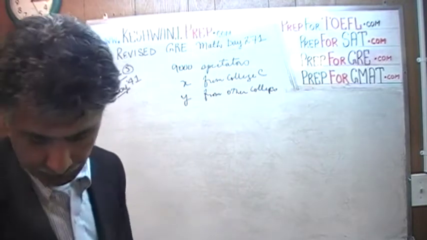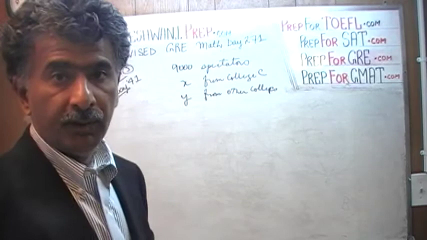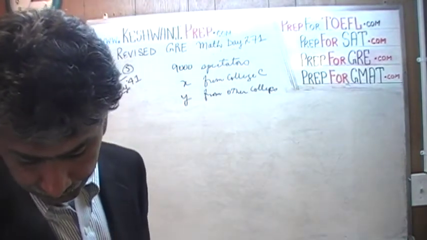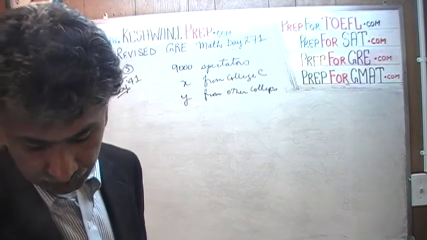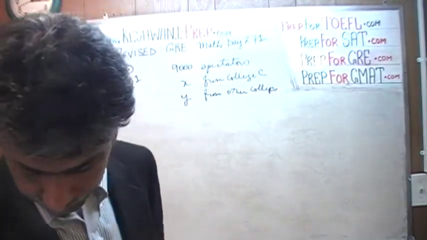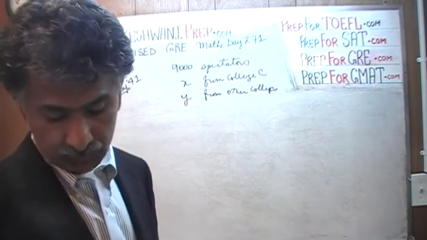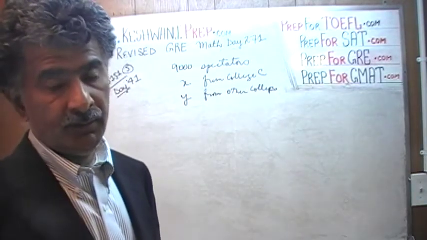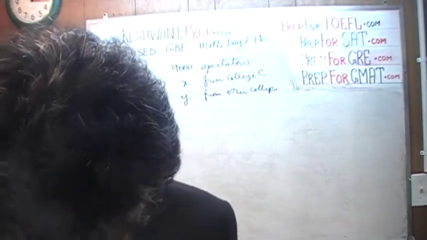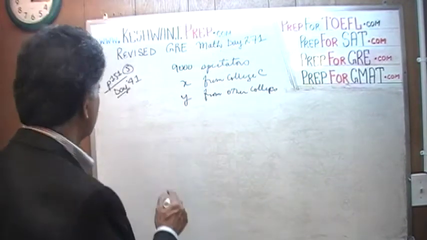Now let's see how did we gather all of that. It says among 9,000 people attending the football game, so 9,000 is the total number of spectators, as you can see there. We are told that there were x students from college C, and y who were not from college C, which is another way of saying that there were y students from other colleges. And in the first column we are asked to compare the number of people attending the game who are not students.